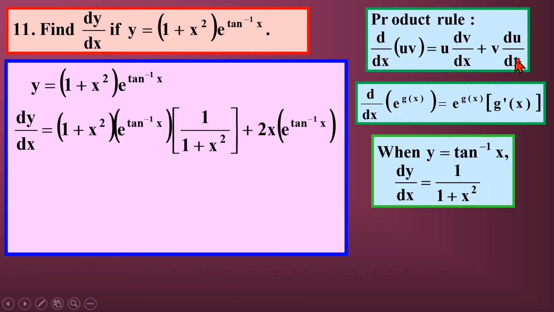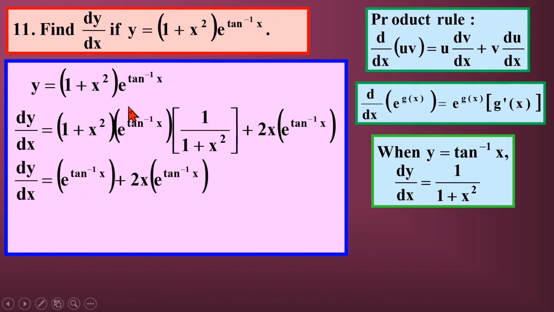And I differentiate du. So for this case, du is 1 plus x squared. So I differentiate 1 plus x squared. I get 2x. I write it here. Now it's time to simplify. So I simplify these two away, 1 plus x squared and 1 plus x squared. I just clear them off.